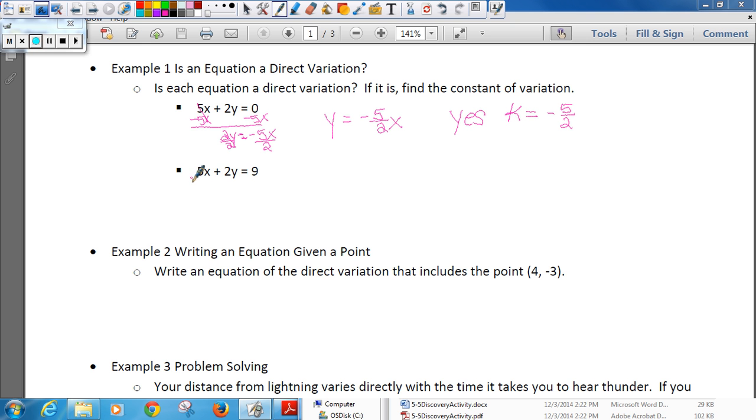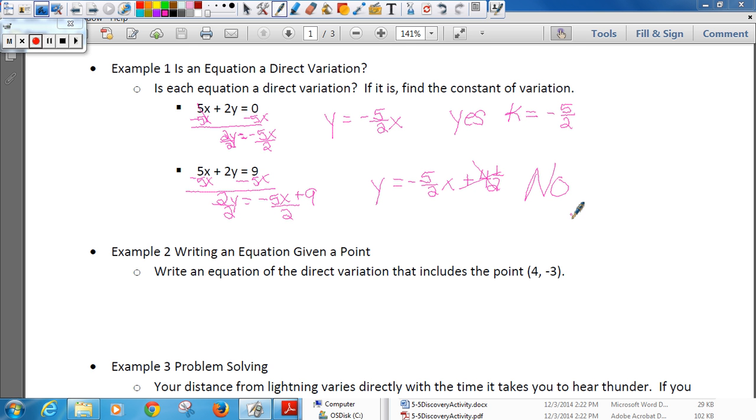My next one here then, I need to subtract 5x again from both sides. I end up with 2y equals negative 5x plus 9. I am going to divide by 2. So my equation is in the form y equals negative 5/2 x plus 4.5. So this one would be no, because of this 4.5.